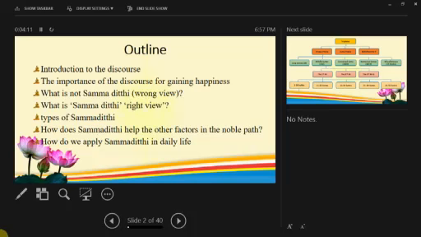Therefore, we should take some time to discuss this very important quality called Samma Ditthi in order to gain peace and happiness. Even the loving kindness that we have been discussing for 4 weeks is supported by Samma Ditthi. Without Samma Ditthi, we cannot practice loving kindness. So you may realize how important Samma Ditthi is in the teachings of the Buddha. So let's discuss this. So this is the outline.